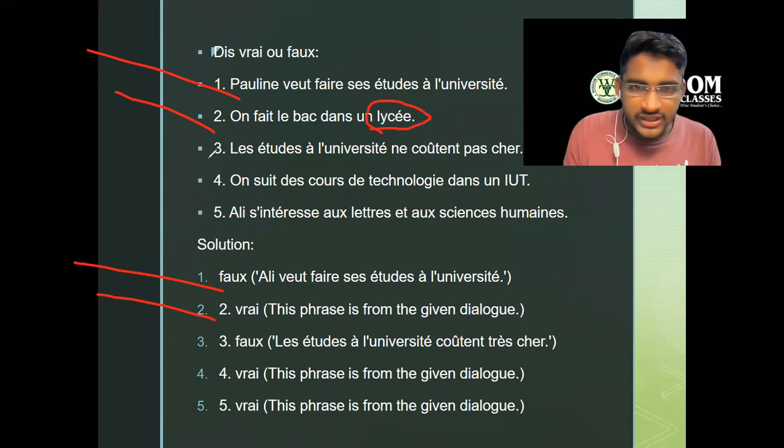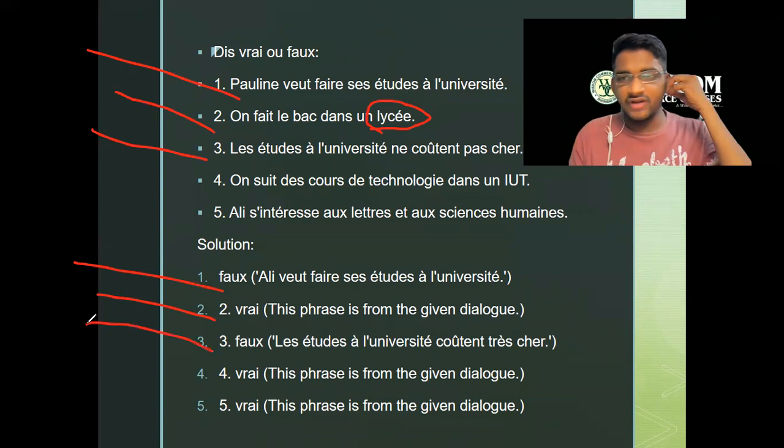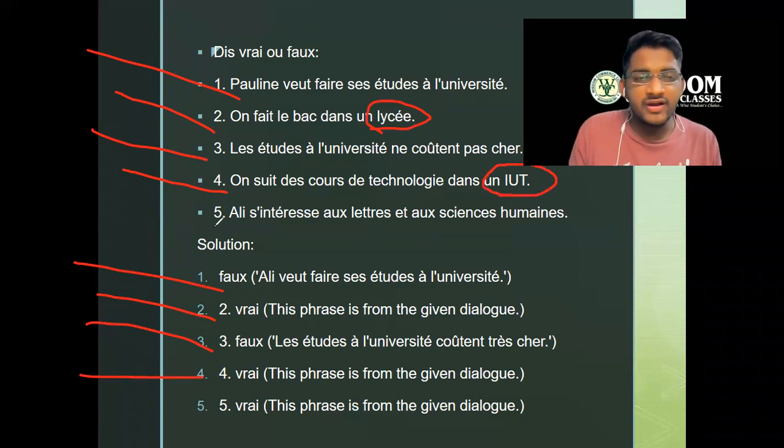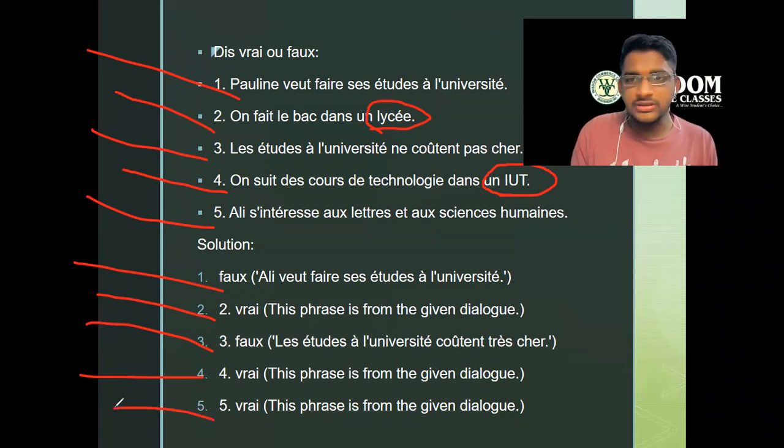Les études, the studies in the university do not cost much. This is a very false statement. In France, studies are very expensive for students. Fourth one, pursue technology course in IUT. So yes, this is true. The full form of IUT is Institute of University of Technology. And the fifth one, Ali is interested in letters and human science. So again, this is false. Ali was interested in it, but Pauline was not interested in it at all.